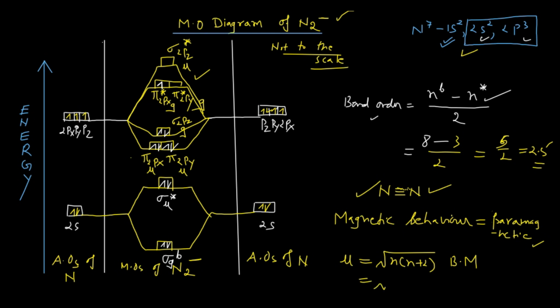So how many unpaired electrons are there in that case? Only one unpaired electron is there. So 1 times 1 plus 2, 3. That is square root of 3 Bohr magneton, the magnetic moment of this N2 negative. This is how you can draw for this one.